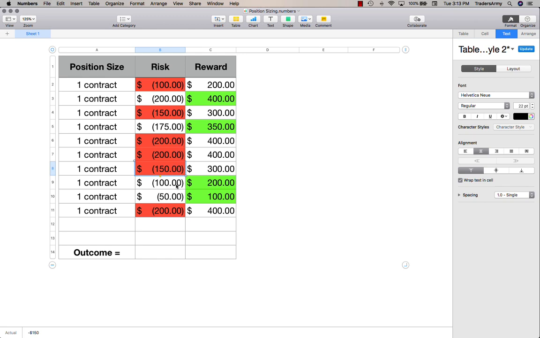But then on the next trade, you were risking 100 to make 200. You actually won on that one, and you won on the one after that, where you were risking 50 to make 100. In the 10th trade, you were risking 200 to make 400, and you lost on that one.